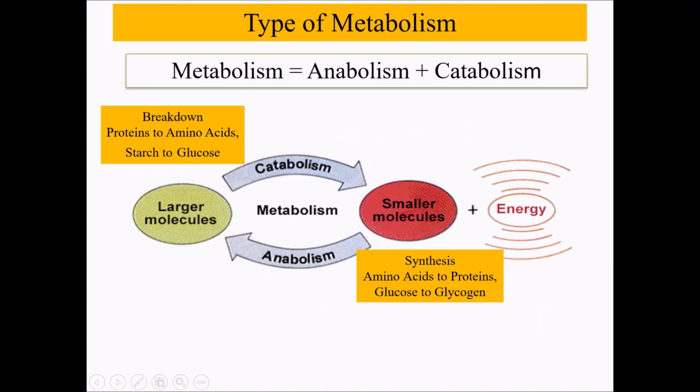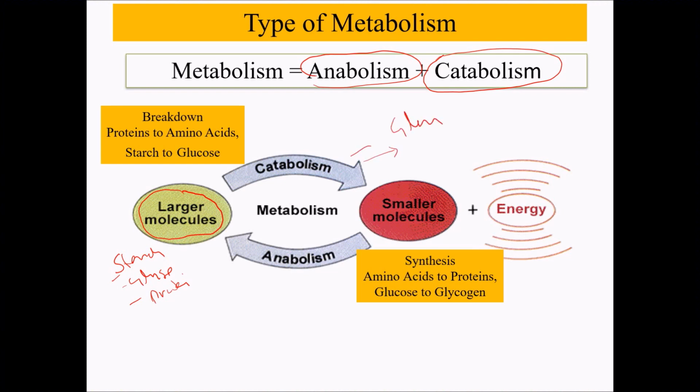If you see the types of metabolism, metabolism is a combination of two major processes. Number 1, anabolism, the synthetic process. Another one is catabolism, the breakdown process. Now what happens in these two processes? In our diet we take larger molecules. Say for example, we take starch, which is a bigger molecule, glycogen, which is a bigger molecule, and protein, which is a bigger molecule. These larger molecules are broken down into glucose, monosaccharides, or amino acids in our body. This phenomenon in which the larger molecules are broken down into smaller molecules is called catabolism. When they are converted into smaller molecules, they release some energy as well.